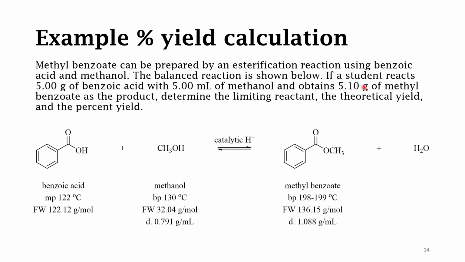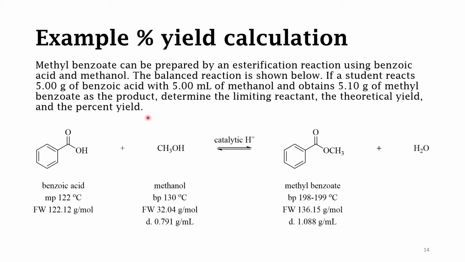With that information, we can look at the rest of what we're given. We're told that a student reacts 5 grams of benzoic acid with 5 milliliters of methanol and obtains 5.10 grams of methyl benzoate. So we are given the actual yield here. To get to the percent yield, we need to look at these two amounts and determine which reagent is the limiting reactant. From that limiting reactant, we get the theoretical yield, and then we use the actual yield and the theoretical yield to calculate the percent yield.